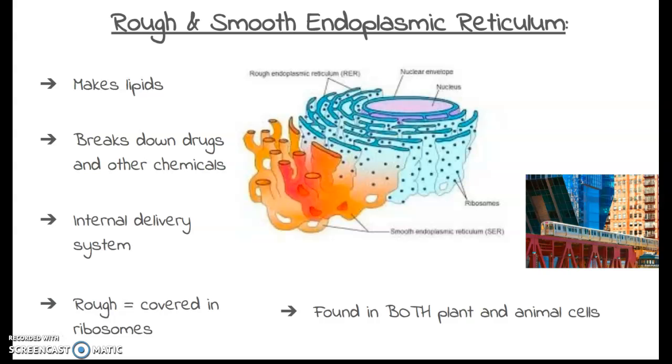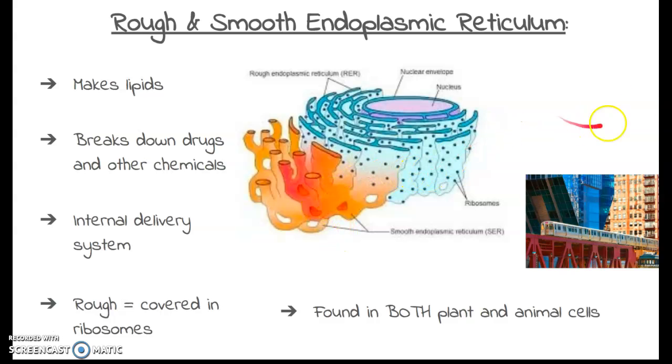And again, they're both found in both plants and animals. If you kind of caught on so far, most of these organelles are found in both. There's very few that are in one or the other. So hopefully you're keeping track of those, because that will be a question you're asked down the road. Like I said, probably tomorrow or the next day.